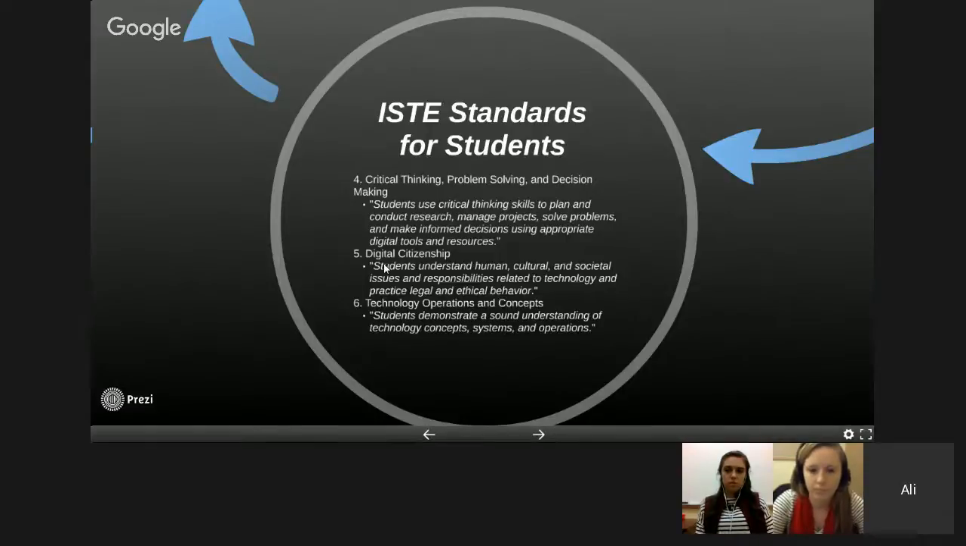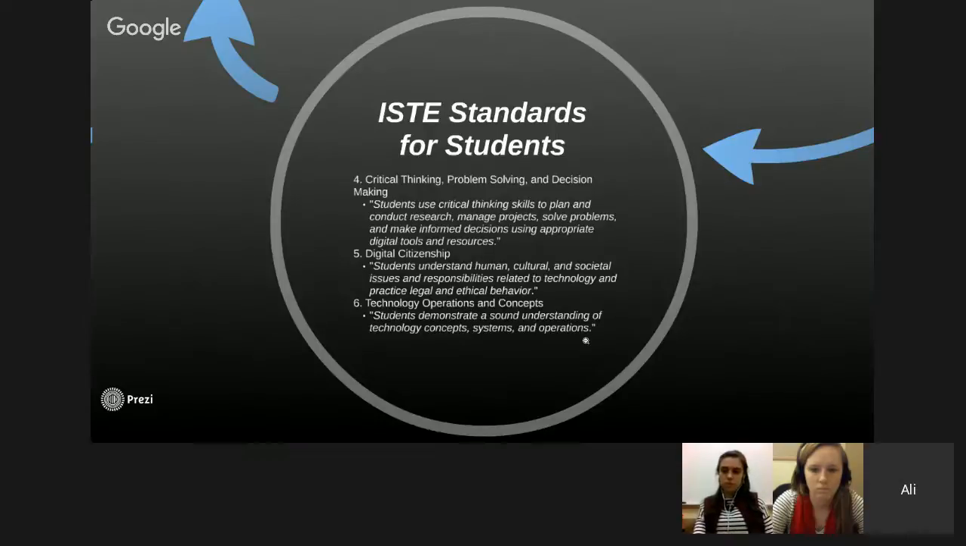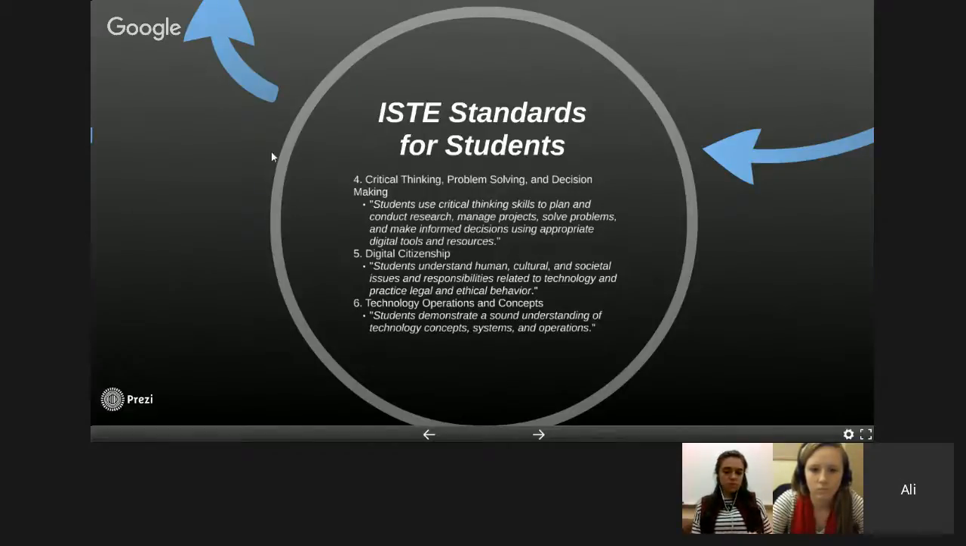And then standard 5 is digital citizenship. Students understand human, cultural, and societal issues and responsibilities related to technology and practice legal and ethical behavior. And standard 6 is technology operations and concepts. Students demonstrate a sound understanding of technology concepts, systems, and operations, which basically just means develop an understanding of the technology being used, whether hardware or software, in order to maximize effective use of tools and applications.